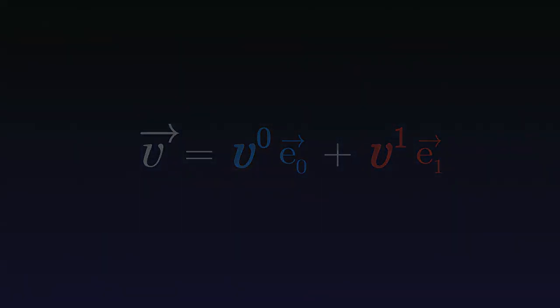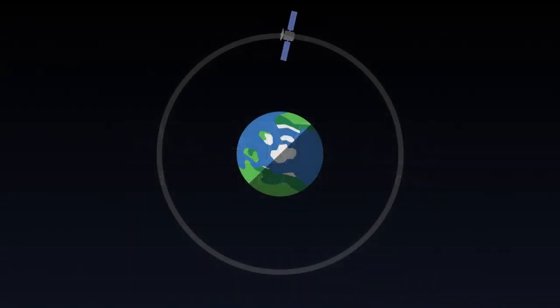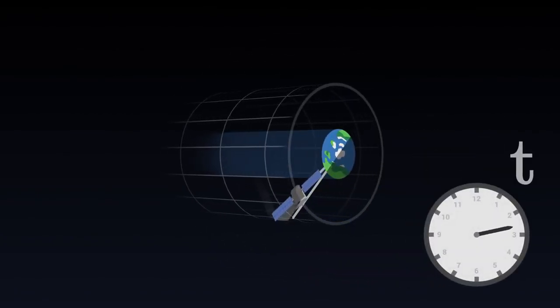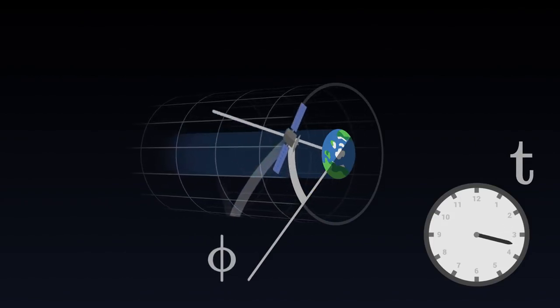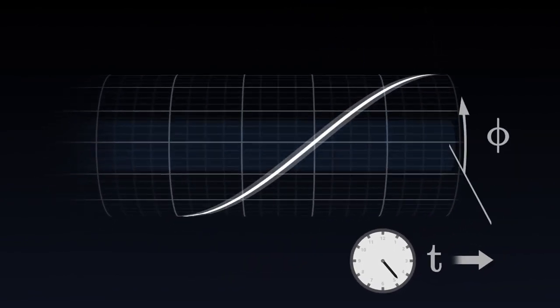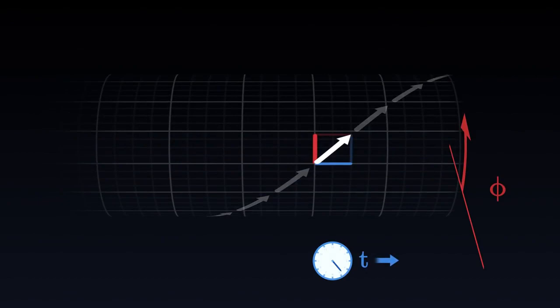Let's illustrate this concept of space-time velocity using a concrete example. We imagine a satellite in a circular orbit around the Earth. When viewed from a distant position, the movement of the satellite can be described using 2 coordinates: time that we measure on our clock, t, and an angle, phi, which describes the position of the satellite around the planet. Looking at its world line, we can plot the velocity of the satellite at each point. This vector can then be decomposed with our 2 coordinates.